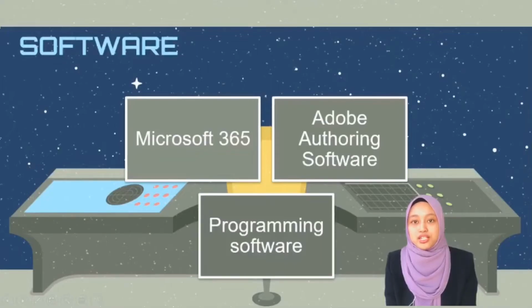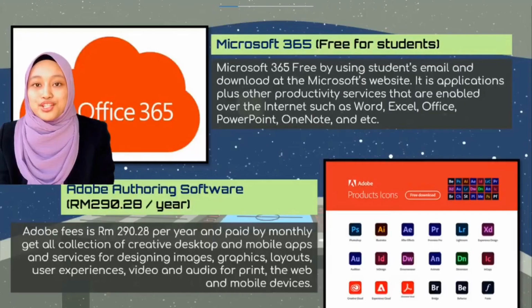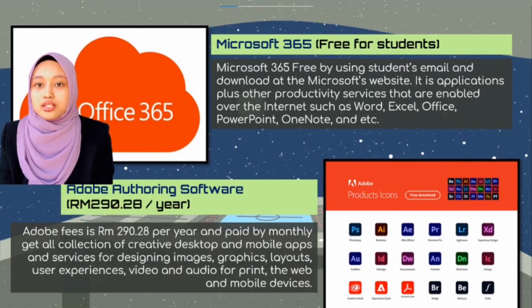We choose 3 software that give benefits for Nawal in daily use, such as Microsoft 365, Adobe authoring software, and programming software. Microsoft 365 is free by using students' email and can be downloaded at the Microsoft website. It is an application plus other productivity services that are enabled over the internet, such as Word, Excel, PowerPoint, and OneNote. Next is Adobe authoring software.